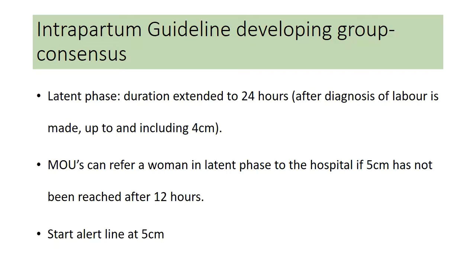The latent phase can now last up to 24 hours. That's from the diagnosis of labor up to and including 4 centimeters. But if a woman is in the midwife obstetric unit or a unit that cannot do cesarean sections and she's in latent phase for up to 12 hours, she can be referred to the next level of care if she hasn't reached 5 centimeters yet. And then, as I said, the alert line will start at 5 centimeters.